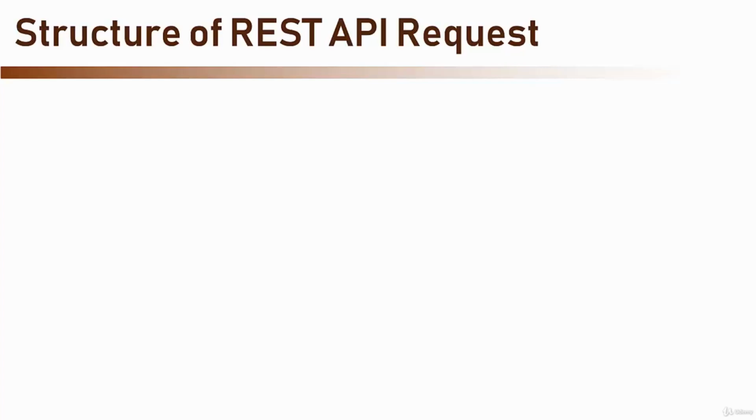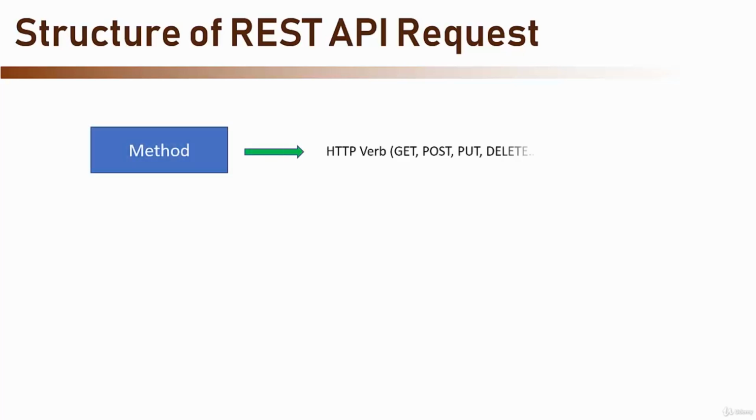So, how does a REST API request look? Well, the request usually has the following components. First, the method, which is actually an HTTP verb. It could be GET or POST, PUT, DELETE. Now, note that each verb has a very specific role that we will discuss later.